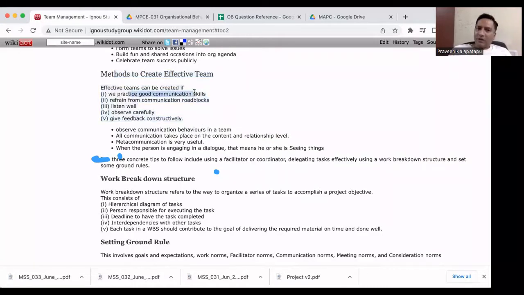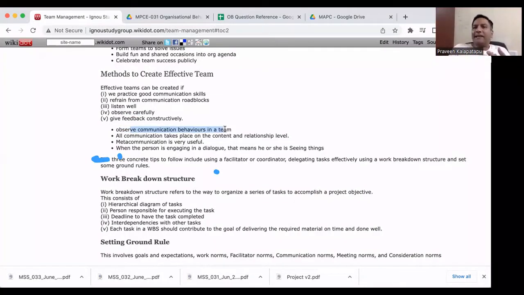We practice good communication skills. Make sure any roadblocks related to communication are removed. Listen well. Make sure that you actually listen well within the team. Observe carefully. It's not just about observing what is said, how things are happening within the team is also something that you need to observe. That is exactly the point here.